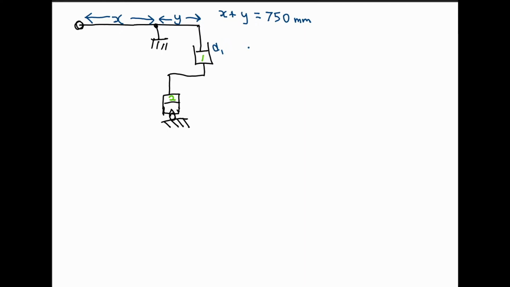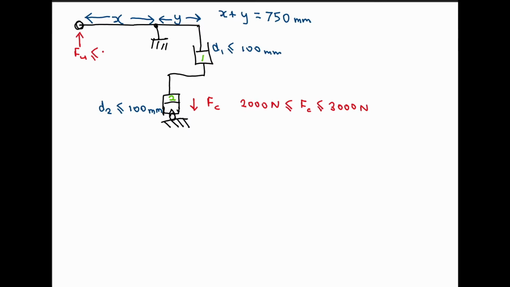So we have D1 and D2. So D1 is the design parameter, and D2 is also another design parameter, which is the diameter of the piston, and we can choose any value as long as it is less than 100 millimeter for both 1 and 2. So I'm labeling the clamping force, FC here, and based on the question, we want it to be in between 2000 Newton and 3000 Newton, and the input force, let's label it as Fu, so it should be less than 100 Newton. Okay, so this is the question.